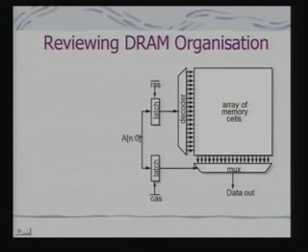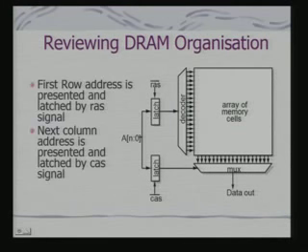We are just recapping the DRAM organization. You have first row address. The first row address is presented and latched by the RAS signal. Next, the column address is presented and latched by the CAS signal. This is what we have already seen. Now, how to do that with ARM? Does it have any special signal to facilitate DRAM access?